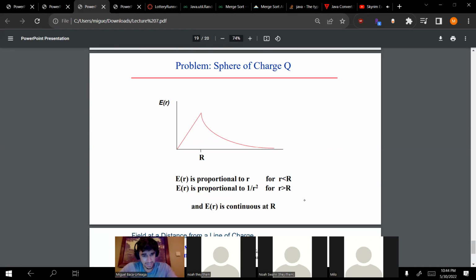Okay. Which makes sense. But I guess that's the outer sphere of the overall charge, the big circle, and the little circles inside of that. That's what I'm going to go with. That's what I'm assuming. But it looks like it says E of r is proportional to 1 over r squared for all values where the little r is bigger than R.